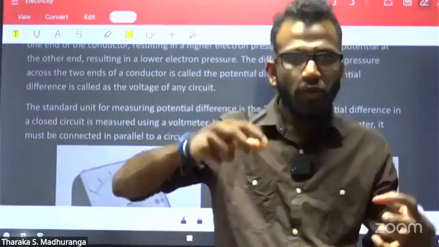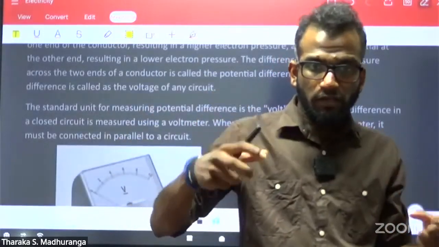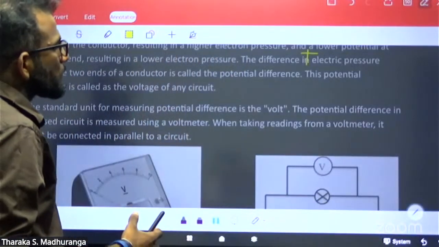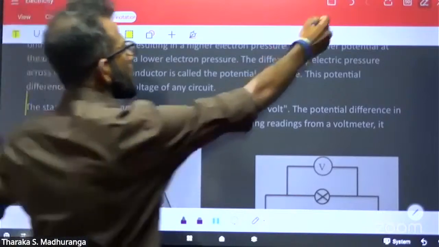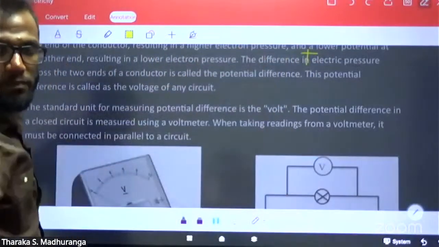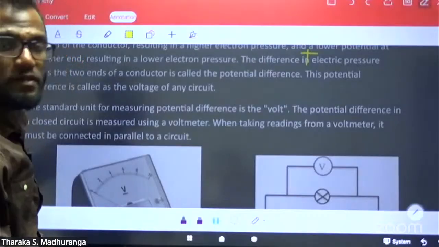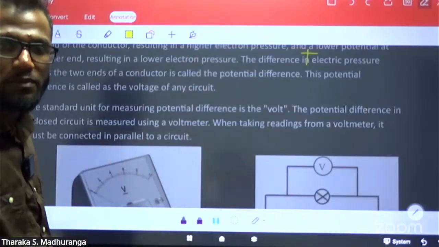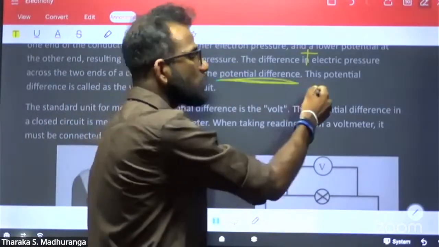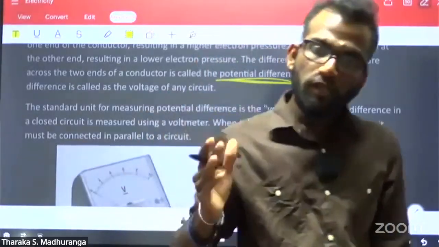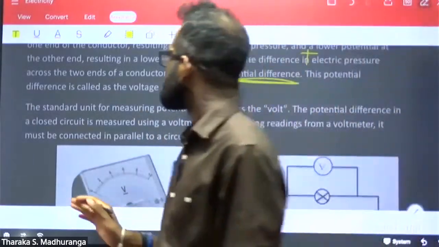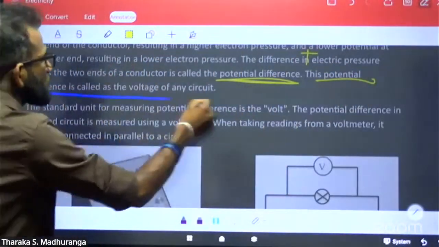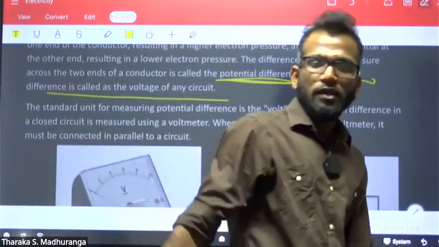The other end has low potential energy. That means the other, minus side has less electron pressure. That difference we call the potential difference. This potential difference is the voltage. Its unit is volt. The potential difference is called the voltage of any conductor.